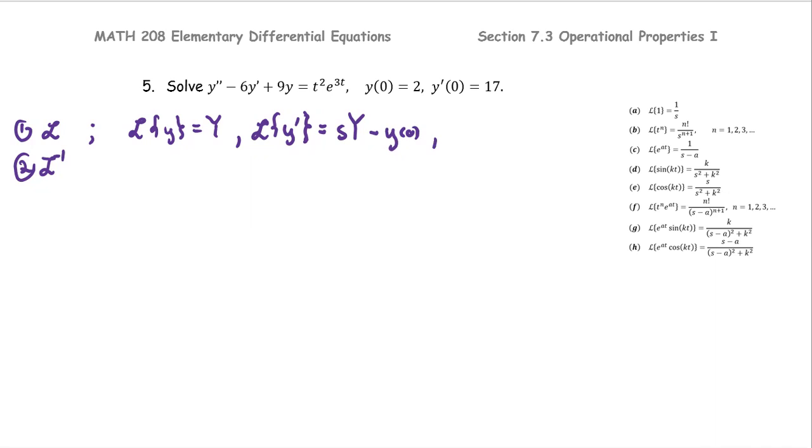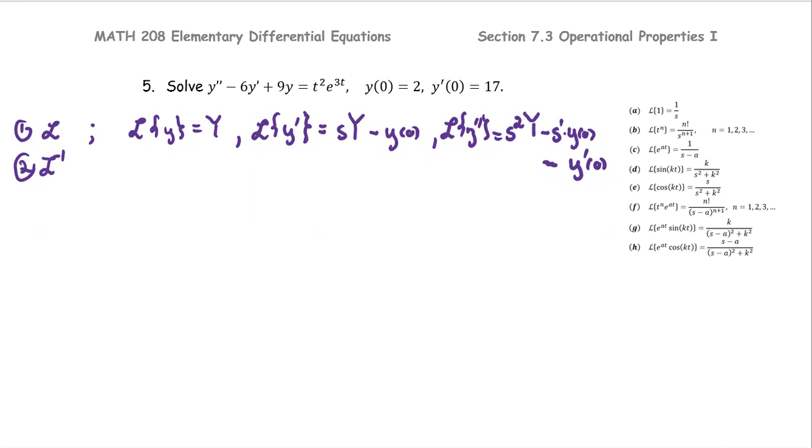order. For the second derivative, the Laplace transform is s squared multiplied by the capital Y, minus s to the first power times the 0 order initial condition, minus s to the 0 multiplied by y prime at 0, or the next order of the initial condition. This is what we're going to use for the first round.